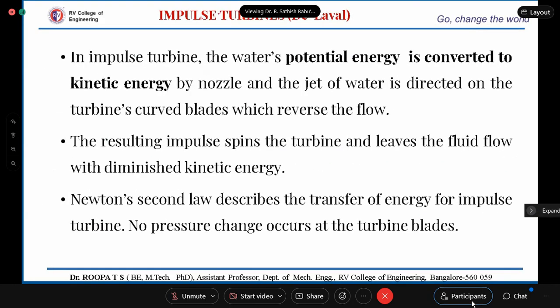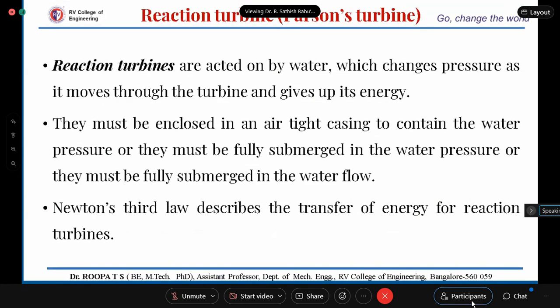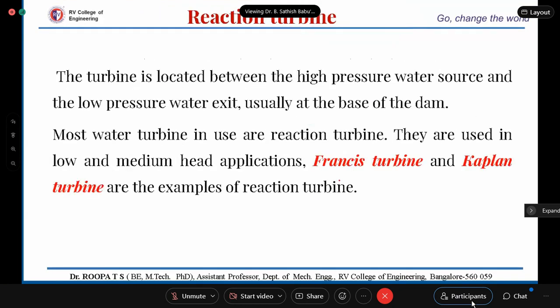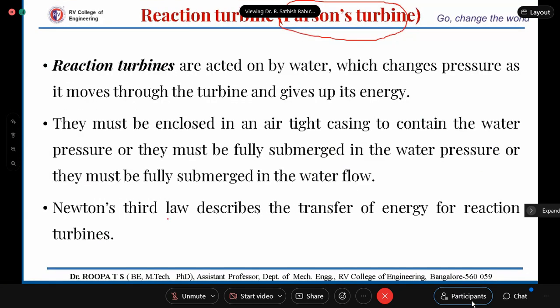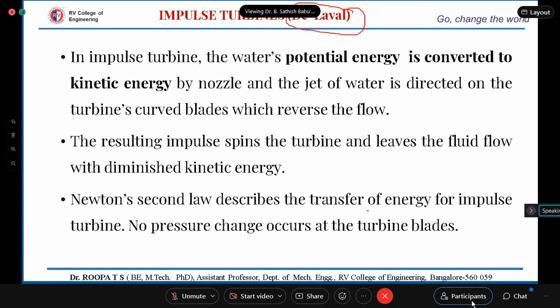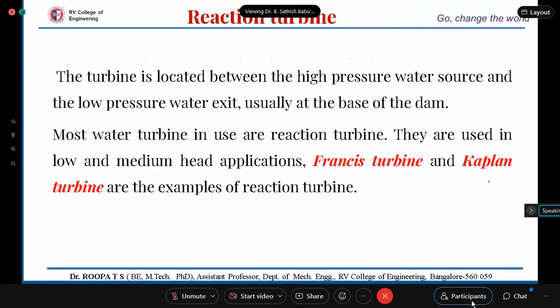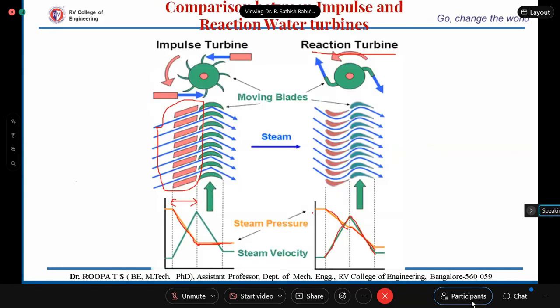In case of these impulse turbines, they are also called De Laval turbines, and reaction turbines are also called Parsons turbines. So these are the two types, or the two concepts, which we use in the turbines. As I told, we take the Pelton wheel as an example for impulse turbines, and Francis and Kaplan turbines are considered as examples for reaction turbines. We'll just see how they are.